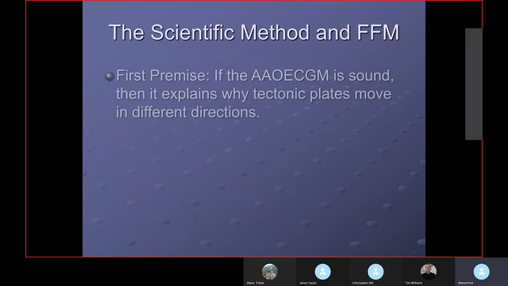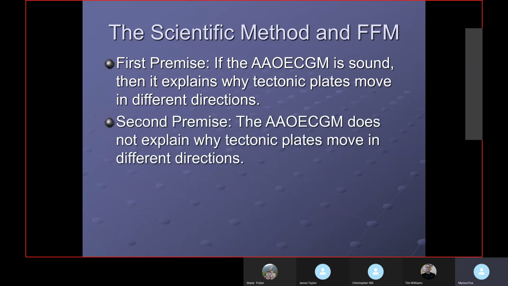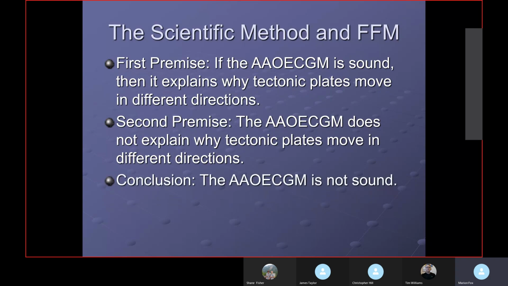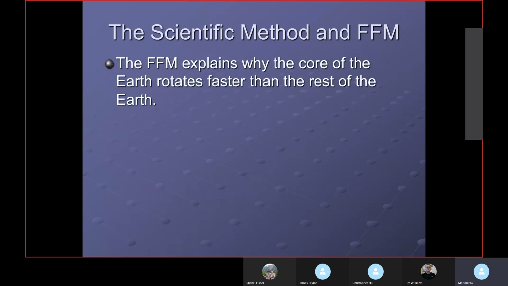Again, let's examine the atheist, agnostic, old Earth creationist model. If it's sound, it should be able to explain them as well, but it does not. There's no explanation given for why they move in different directions. They can't give an explanation. So their model is not sound. It is more reasonable than their model.